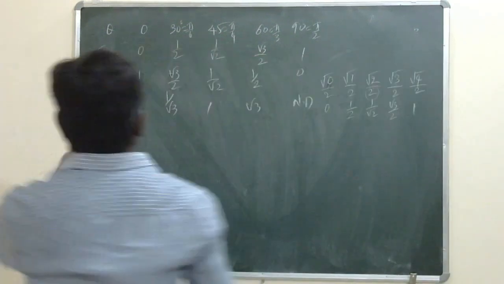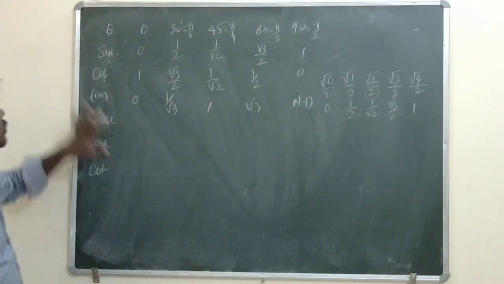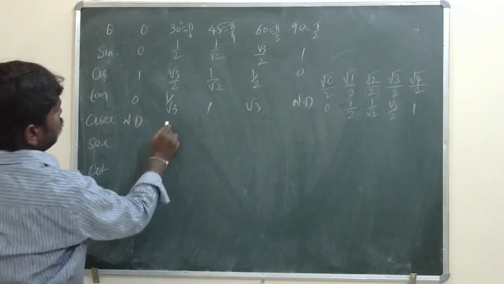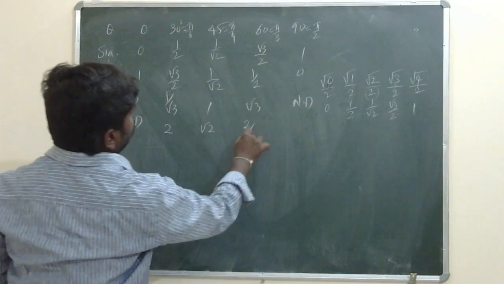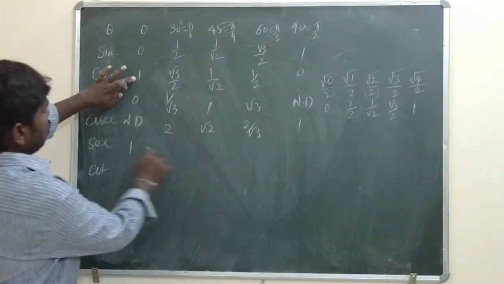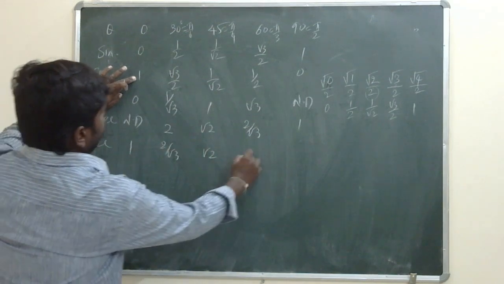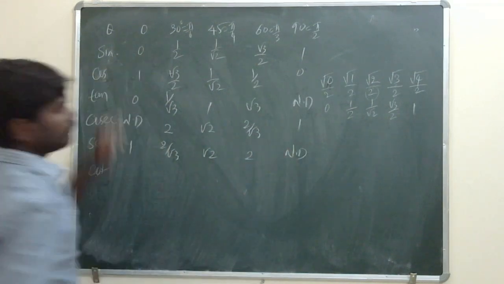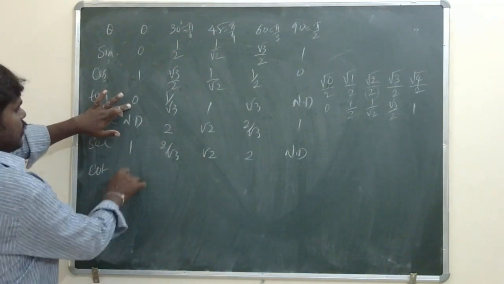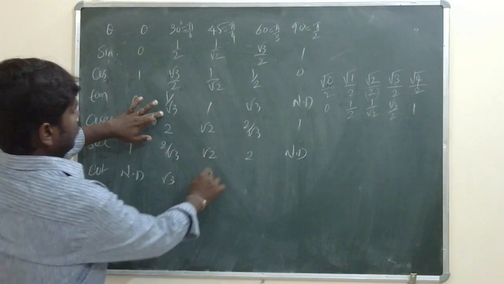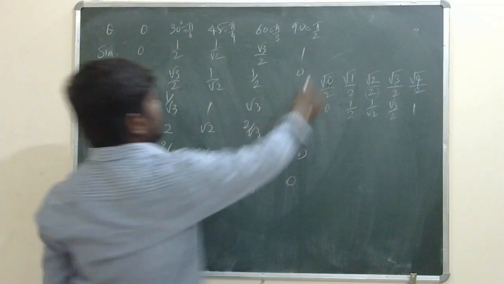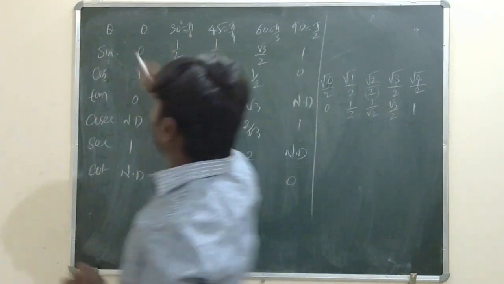Next, cosecant means reciprocal of the sine. So 1 by 0 is undefined. Next, 1 by half, 1 by 2 means 2, here root 2, next 2 by root 3, and here 1. Next, secant means 1 by 1, 1, here 2 by root 3, here root 2, and here 2, and it is undefined. Next, cot means 1 by 0, not defined, and here root 3, and here 1, 1 by root 3 and 0.